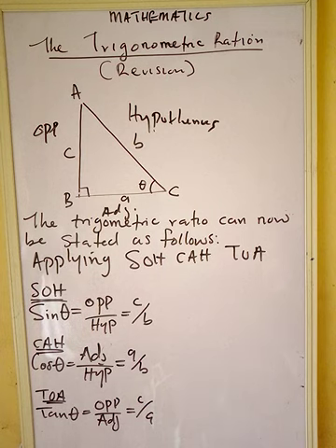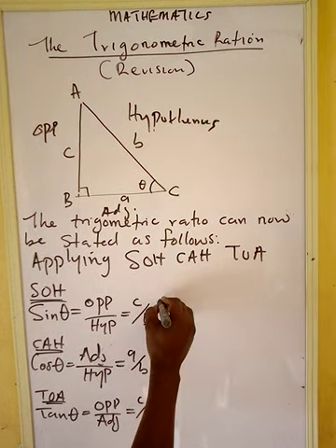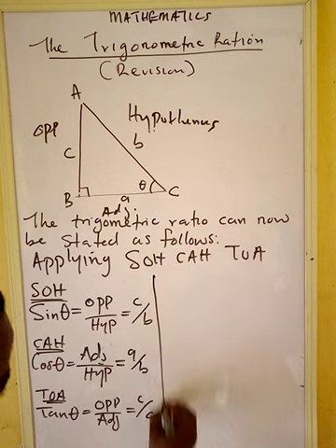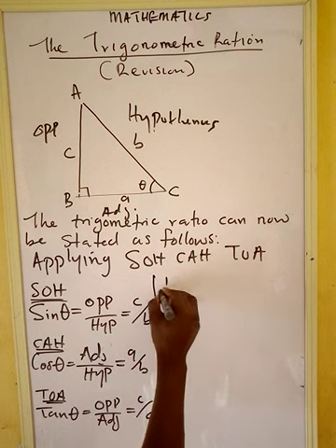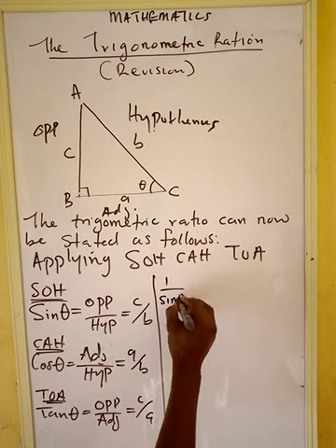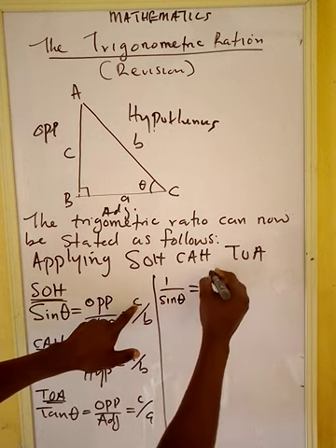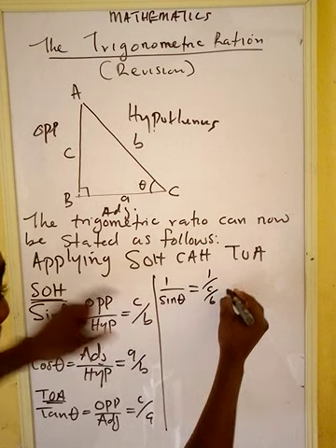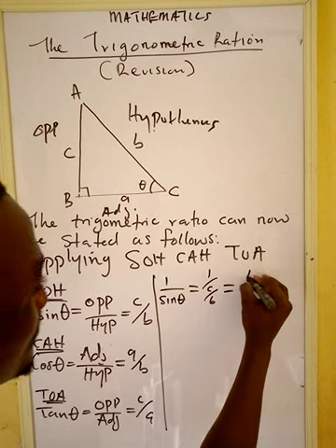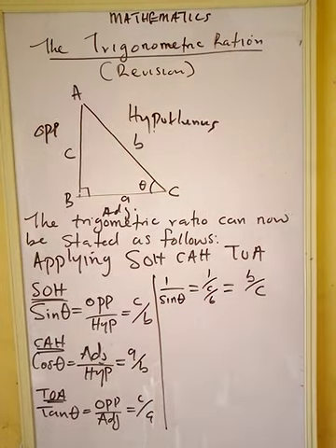Now, each of these has what we call a reciprocal. Reciprocal means 1 all over. So for sin theta, the reciprocal is 1 over sin theta. What is our sin theta? Our sin theta is C over B. That is 1 over C over B, which is the same thing as B over C.